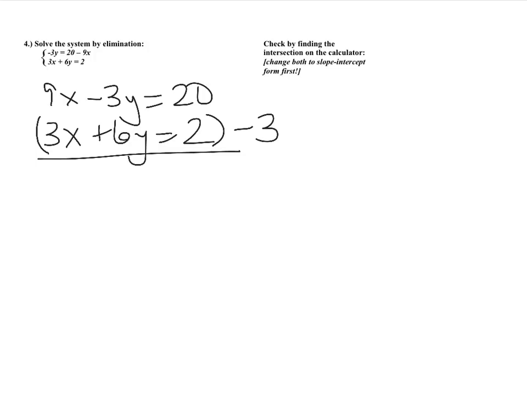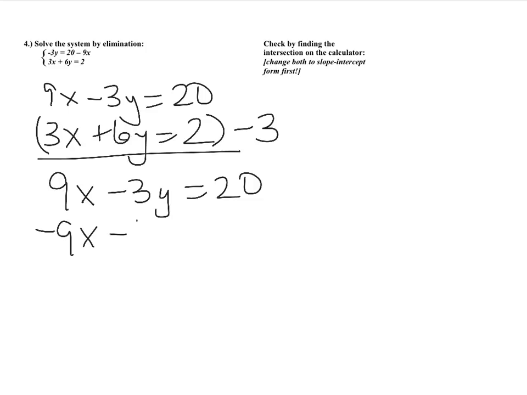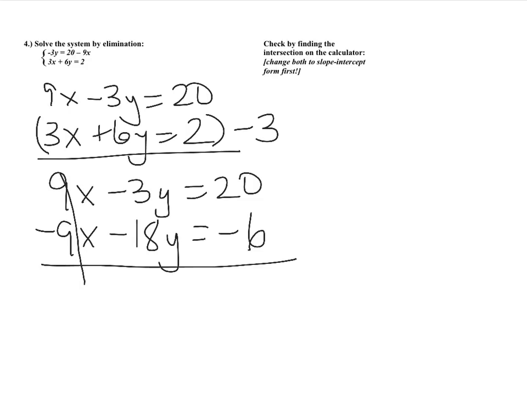Okay? So I'm going to have 9x minus 3y equals 20. I'm just rewriting the top equation. And then the bottom, I'm going to multiply everything by negative 3. So I'm going to get negative 9x minus 18y equals negative 6. And then I'm going to add everything. So 9x plus negative 9x gives me 0x, so I don't need to write that because I have the y's over here. So negative 3y and negative 18y gives me negative 21y equals, well, 20 minus 6 is 14.